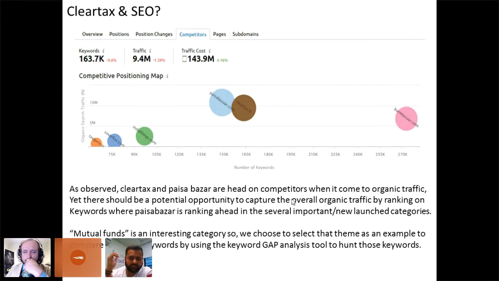So as you can see in the graph, it's very clear. Paisabazaar and ClearTax are head-on competitors in their own market. And recently, I noticed that mutual funds is something that ClearTax.in should focus on because it's a new venture, and it's typically the month's end for Indians where they file their taxes and so on. So this is an investment portfolio for anyone who is looking to invest in mutual funds. So Paisabazaar and ClearTax, as you can see, are clearly competitors.